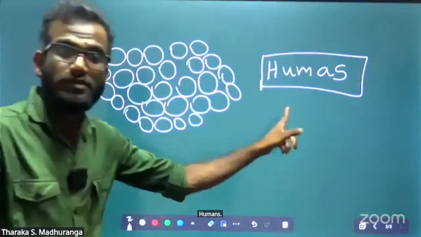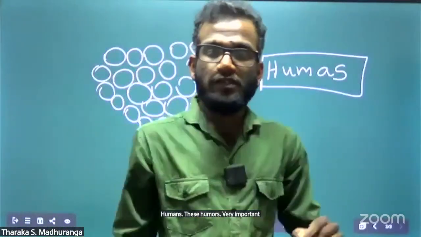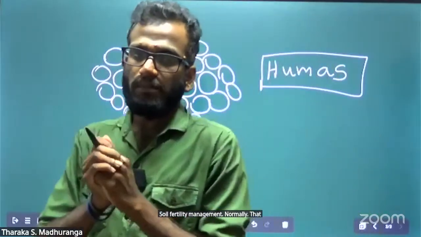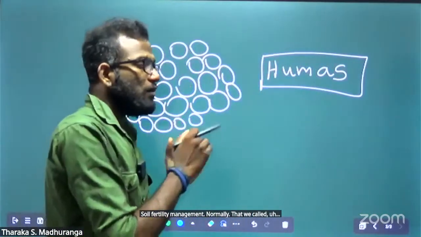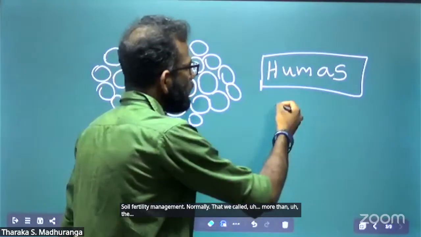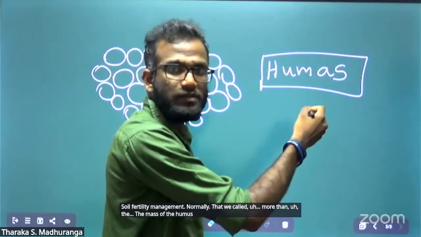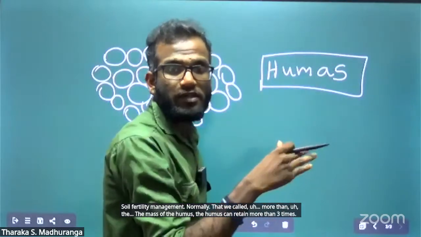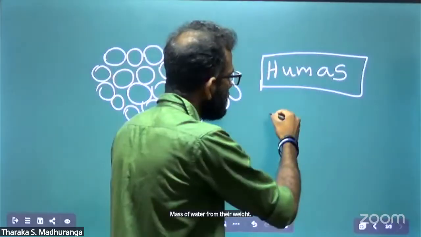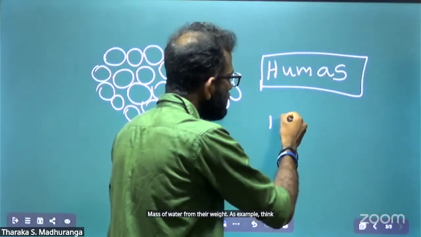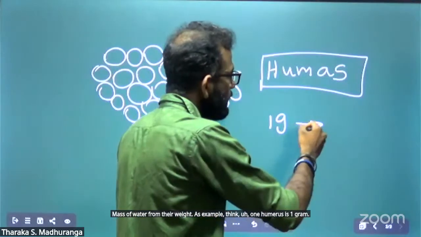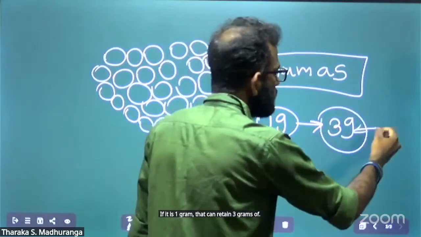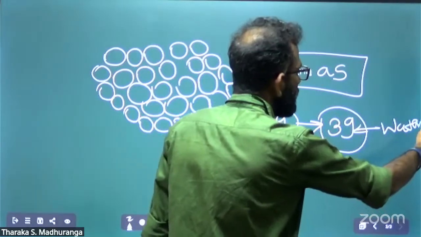This humus is very important for soil fertility management. Normally, the humus can retain more than 3 times its mass of water. As an example, think one humus is 1 gram. If it is 1 gram, that can retain 3 grams of water in the soil.